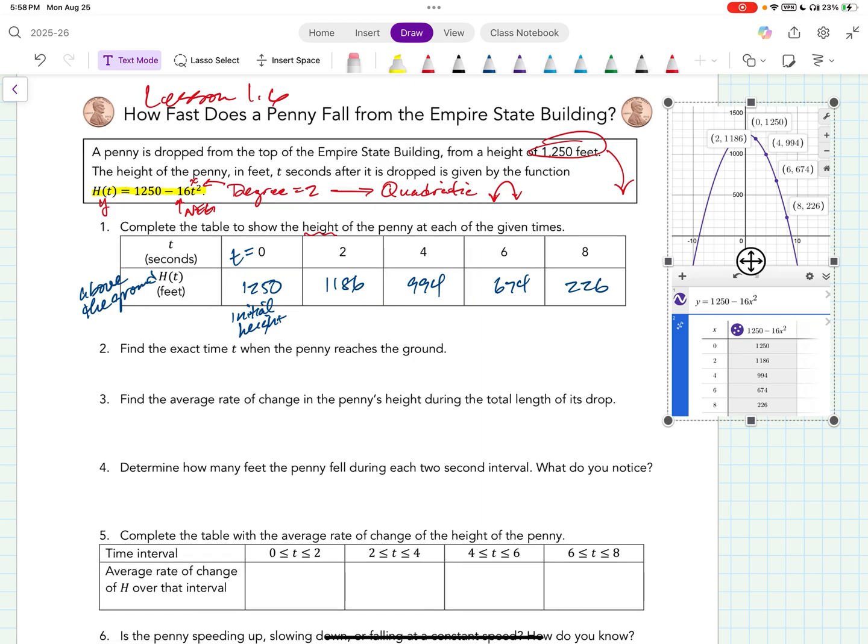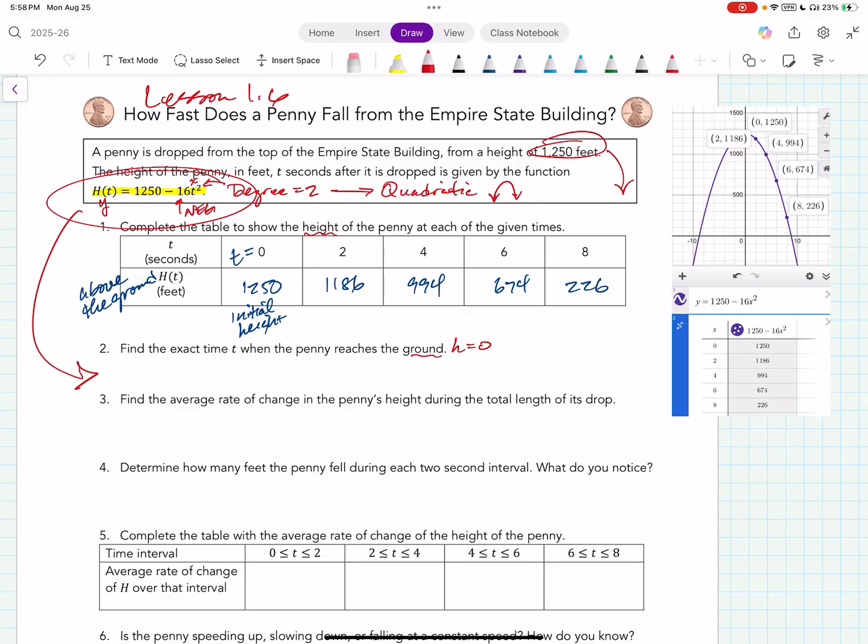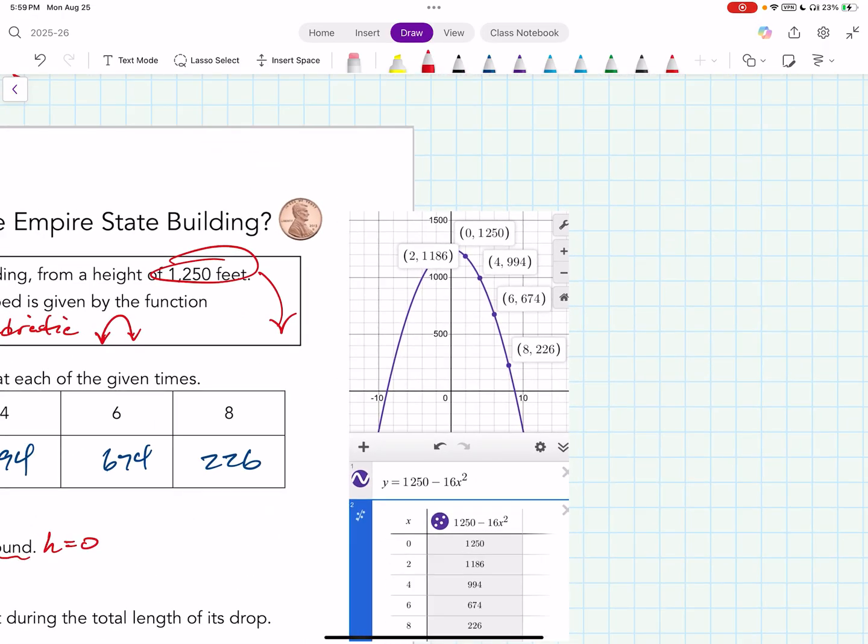Okay, so there are the values, and it says find the exact time when the penny reaches the ground. Okay, dokie. So the ground is when height equals 0. And again, we're using this function right here. So what we want to do is set the height equal to 0, not the time, but the height, and find out what the time is after how many seconds. And if you look at the graph, look right here. This point right here is when h equals 0, because it's height here, h here, t here on the x-axis, so the height in feet.